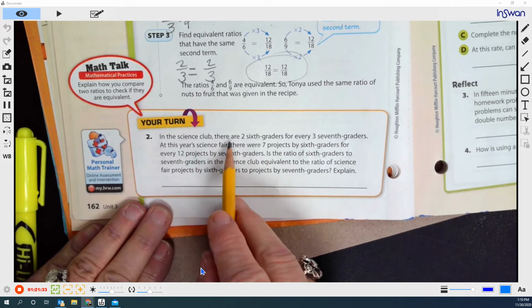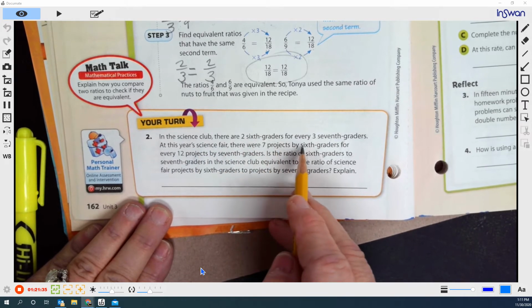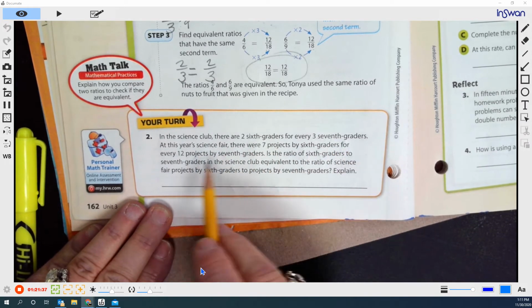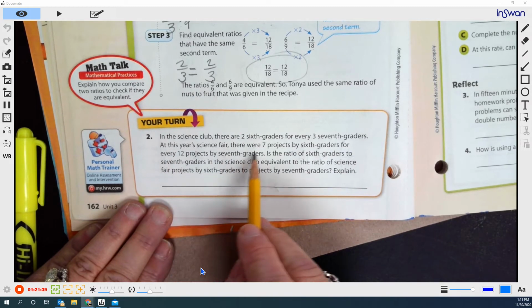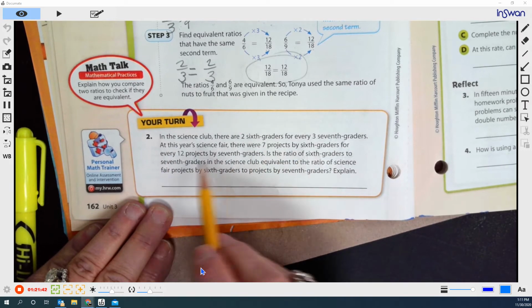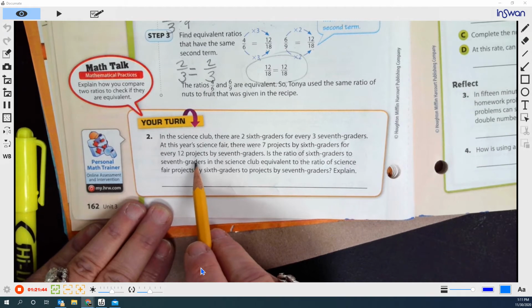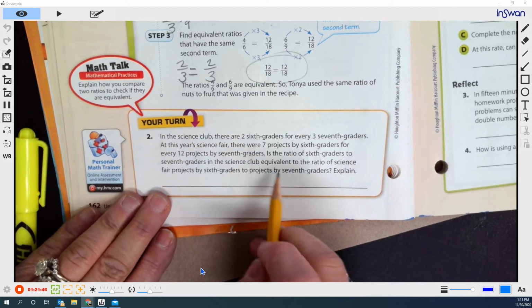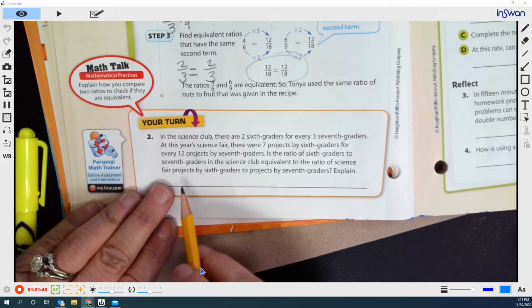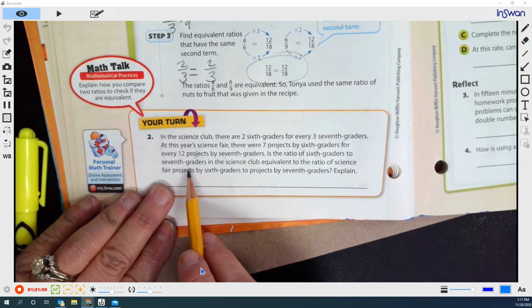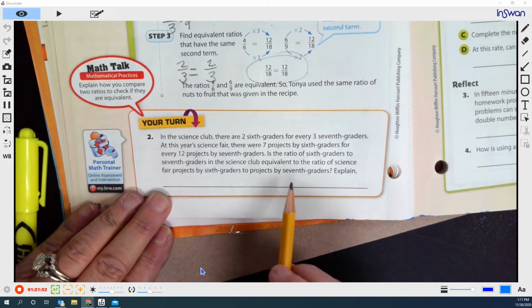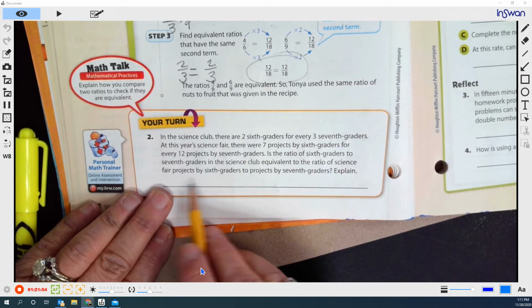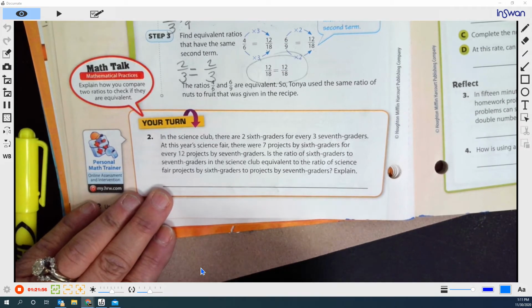In the science club, there are 2 6th graders for every 3 7th graders. At the science fair, there were 7 projects by 6th graders for every 12 projects by 7th graders. Is the ratio of 6th graders to 7th graders in the science club equivalent to the science fair projects by 6th graders to 7th graders?